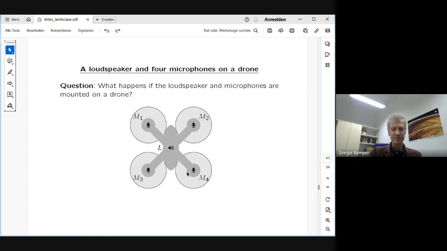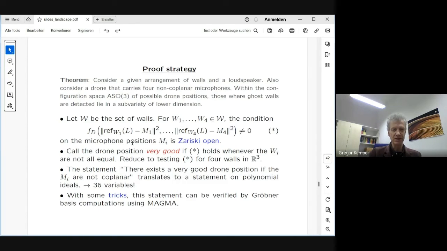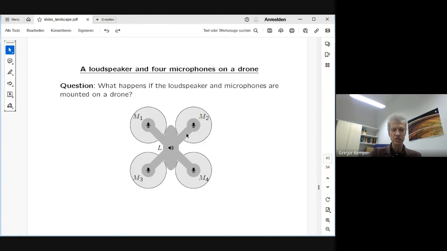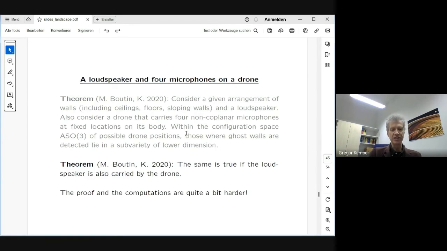Now, why is that different? Well, that's different because if the loudspeaker is fixed, then these mirror points, the reflections of L at W1 up to W4, just become fixed points. They are arbitrary, but they are fixed. Whereas when the loudspeaker is on the drone, then these reflection points, the mirror points, become moving targets as well, okay? And that makes everything much, much harder computationally. Right, but we achieved it, and that's this story.